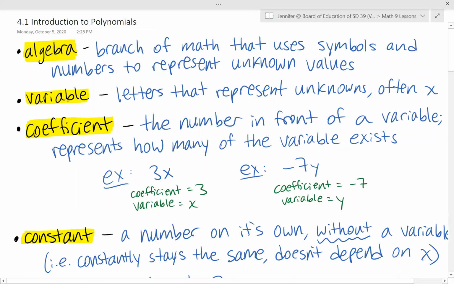A variable, this is just a letter that represents an unknown. So often we use x, sometimes y, z. It doesn't really matter what the letter is, it just represents an unknown.